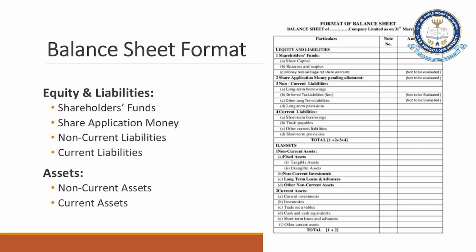Balance sheet, as I just told you, is divided into two major categories: equity and liabilities, and assets. Equity and liabilities is placed on the top side of the balance sheet, where it is categorized into 4 subgroups. The first subgroup is shareholders' funds, the second is share application money, the third is non-current liabilities, and the fourth subgroup is current liabilities. Then on the downside of the balance sheet, we have the major heading assets, in which the subgroups are non-current assets and current assets.